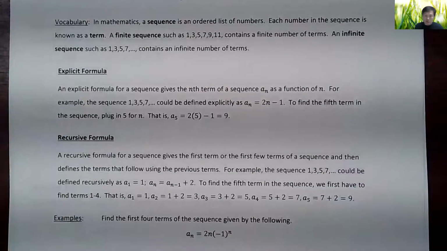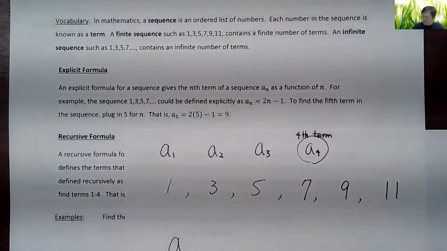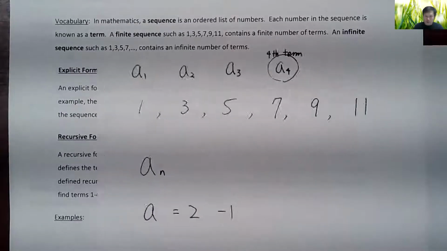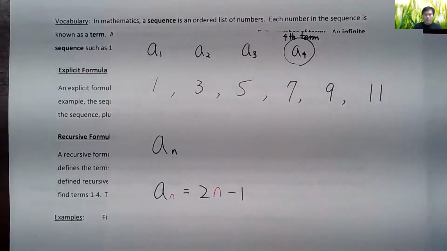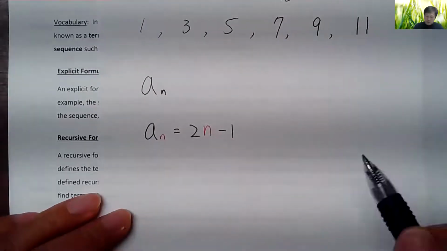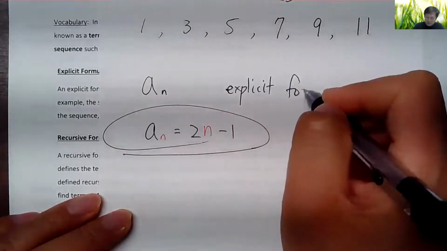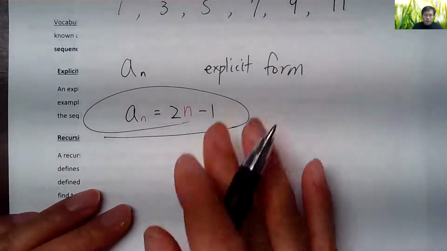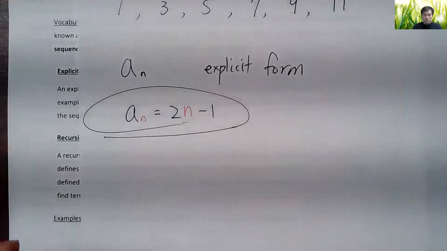So explicit term or explicit formula. An example of that, they give you a sub n equal to 2 times n minus 1. I'm gonna use a different color. A sub n equal to 2 times n minus 1. So that is the explicit form or formula. So how do you use the explicit form? It gives you the nth term directly.